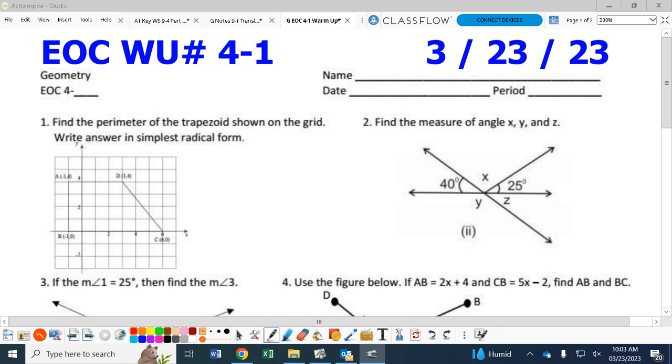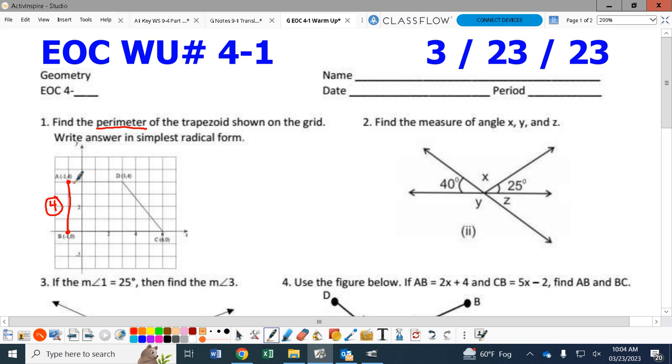Okay, so our warm-up's going to cover our review material. Let's start with number 1, which says find the perimeter of the trapezoid shown on the grid. To find the perimeter, we are going to find the distance for each one of these sides. From here down to here, we're going to count that. That's a total of 4 blocks. I like to circle it, so I know that's going to be part of my answer when I get done.